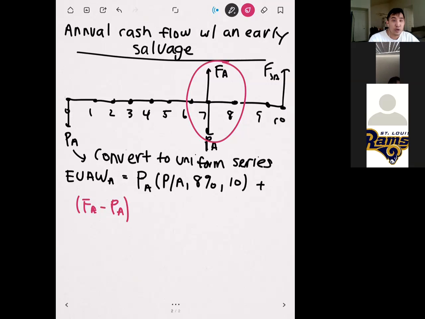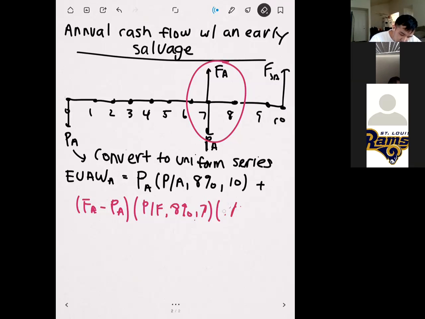And so remember, when we are converting this to a uniform series, we can't just straight up do a single conversion here. Because this cash flow happens in the middle of our timeline, first we need to convert this to the present day. You can either do present day or at the end, and then from there we can convert it to a uniform series. So first, to convert this to the present day, this is going to be P over F, 8%, and then 7 years. It's 7 because this takes place in year 7.